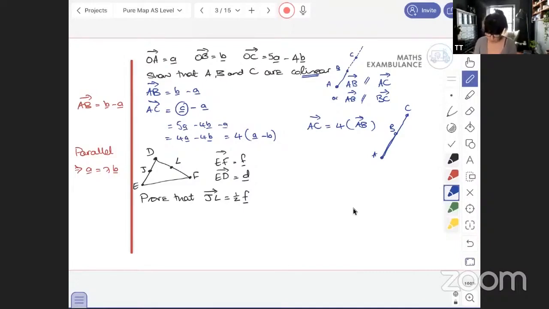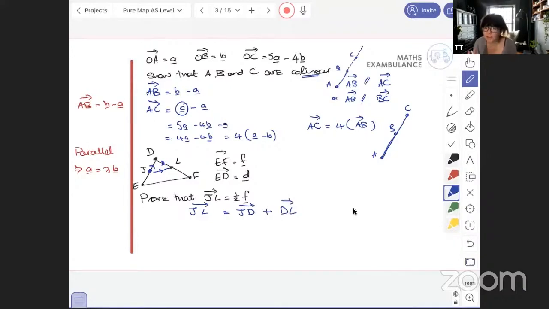Next one, prove that J to L. So I want to start at J and go up there and then down. I want to get to L. I want to do J to L. So let's build out J to L a different way. Instead of going straight from J to L, I am going to go from J to D, and then I'm going to go from D to L.